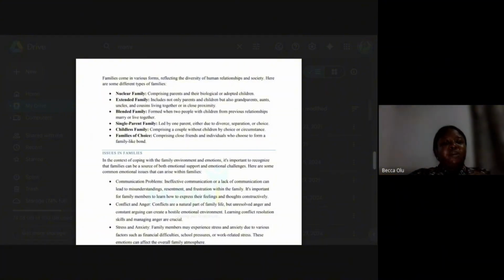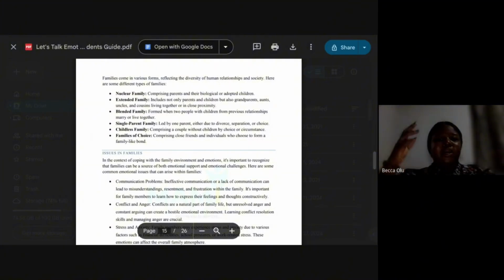You have the single parent family, led by one parent, either due to divorce, separation, choice, or death, right? Maybe one of the parents died, or the parents had issues, they got divorced, or they had to separate and go their separate ways, right? So that could be a family led by a single parent. It could be either a single mom or a single dad. Okay, so that is the single parent family.